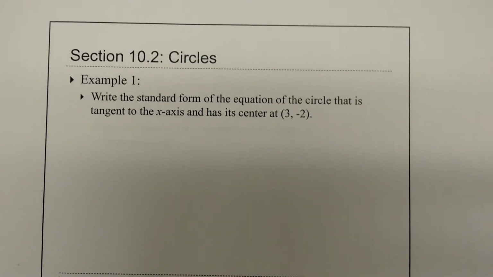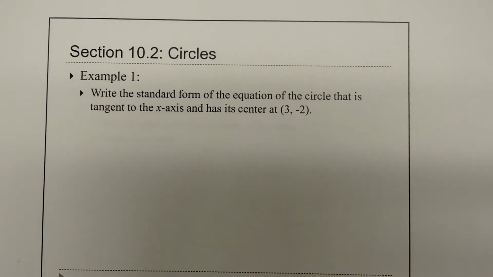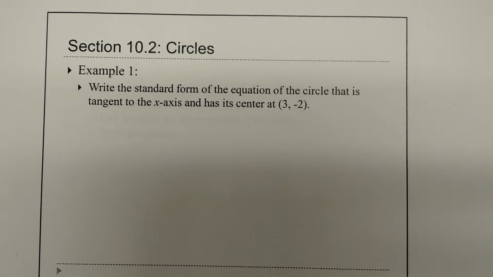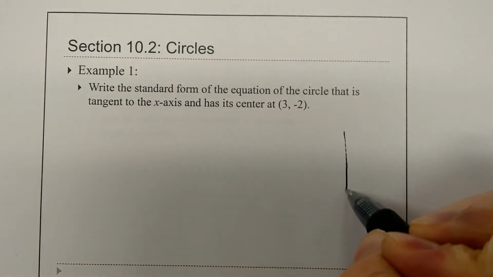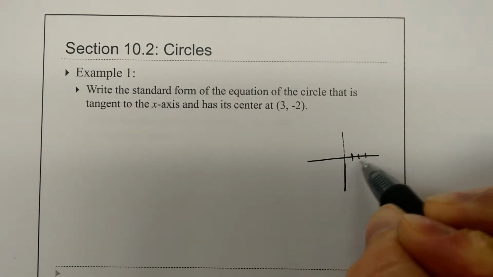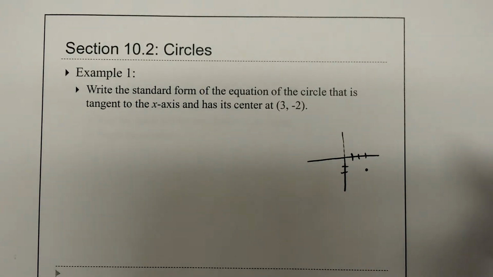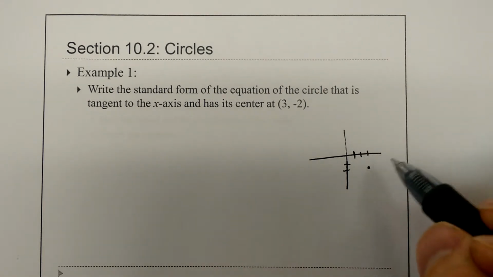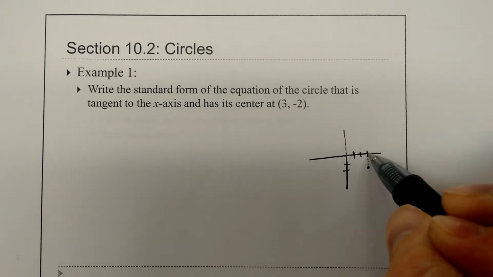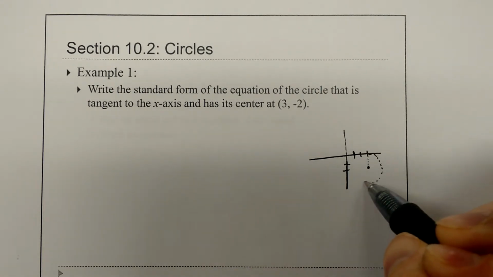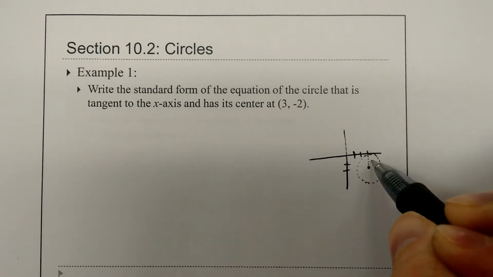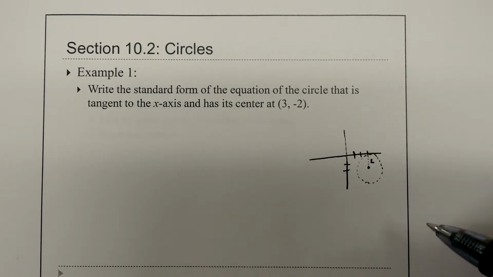Example 1: Write the standard form of the equation of a circle that is tangent to the x-axis and has its center at 3, negative 2. I'm going to plot this first: 1, 2, 3, and down 1, 2. There's the center. Tangent to the x-axis means the circle has to touch the x-axis but doesn't cross it. So there's my circle. If it has to reach the x-axis from here, that means that value is 2. That's the radius of my circle.